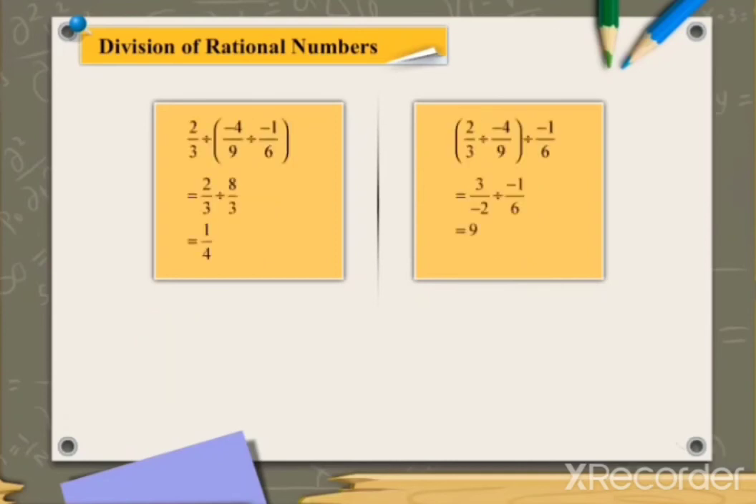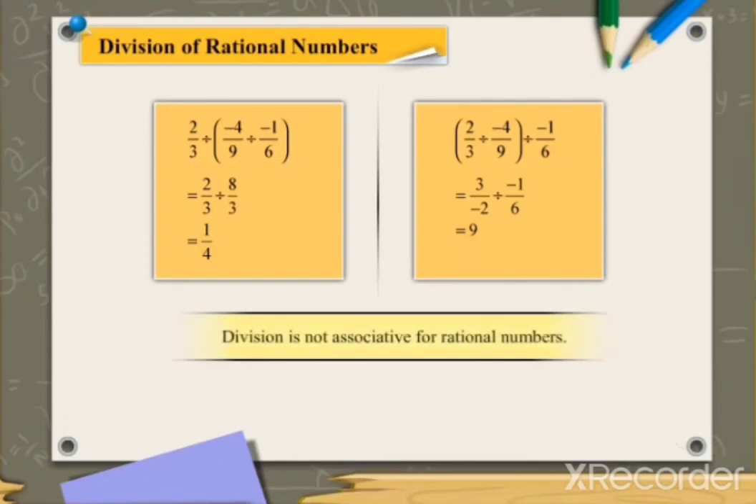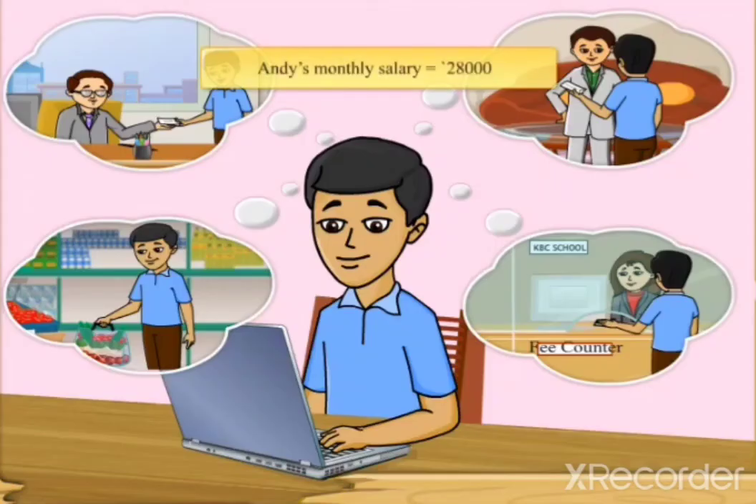Look at the given example. Here we can see that the answer in both the cases is different. Thus, division is not associative for rational numbers.